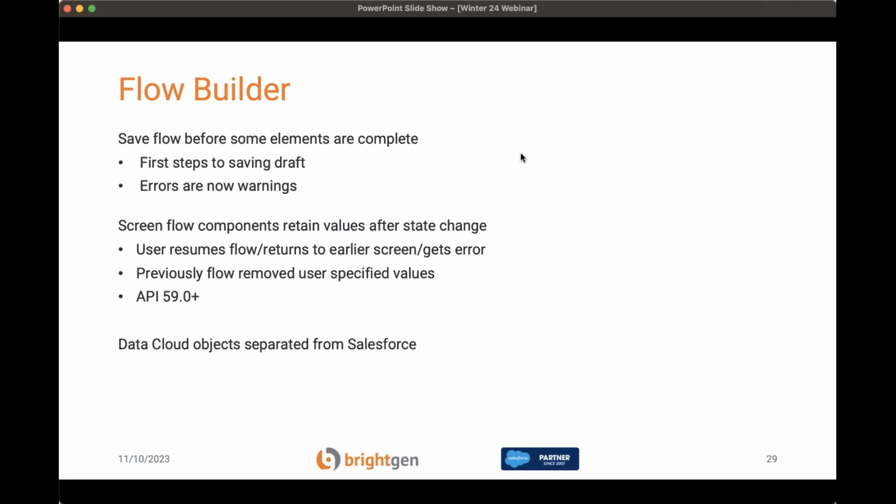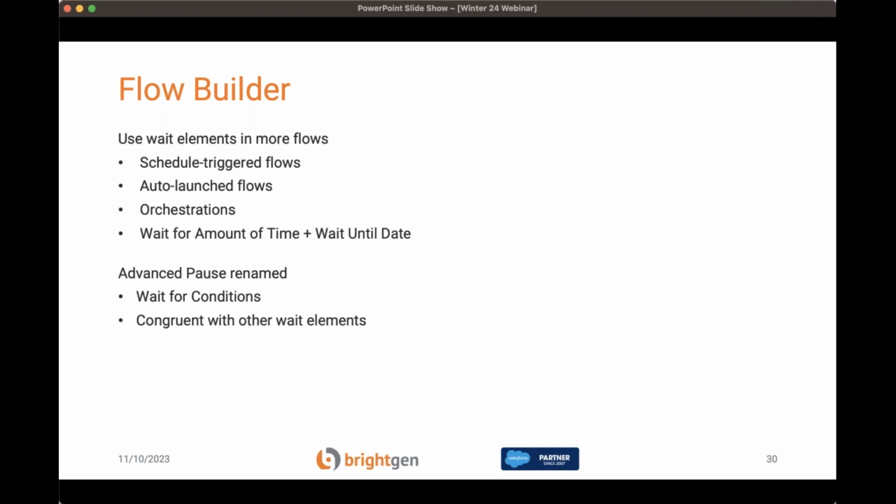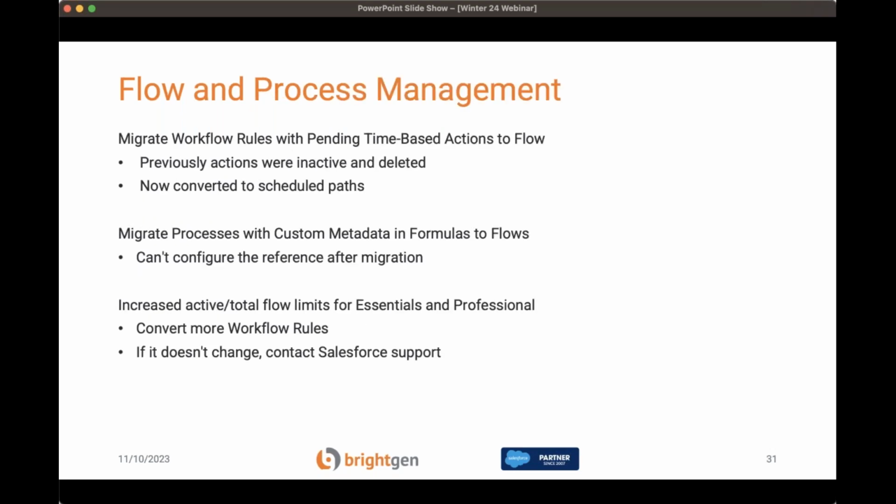And if you're getting records, Data Cloud objects are now separate to Salesforce objects, so you can be clear about what type of object you're actually trying to retrieve. You can use wait elements in more flows, so they're now supported in scheduled triggered flows, autolaunched flows, and orchestrations. And this applies to the wait for an amount of time or wait until a specific date elements. And the advanced pause element has been renamed to bring it more in line with the other wait elements, and it's now wait for conditions.